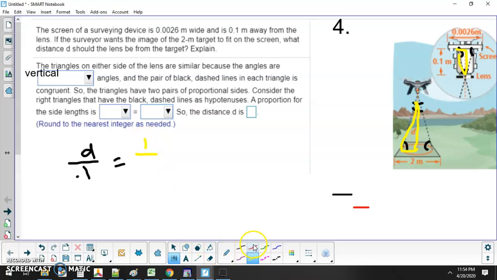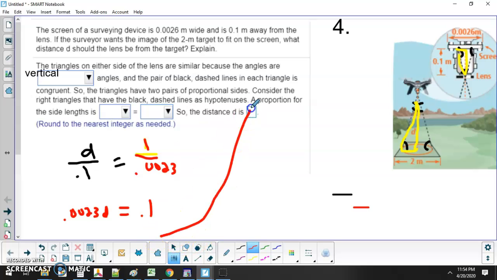I'm writing in yellow now, but let's switch back to red. 1. So it's 1 meter across here, and half of 0.0026 is 0.0023. And that's how you would set up this one, and then from there, all you've got to do is cross multiply. So 0.0023d equals 1 times 0.1, which is just 0.1, and then you would just divide by 0.0023, and that will give you the distance.